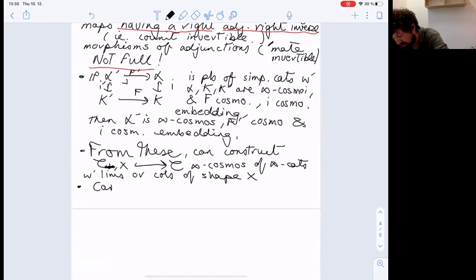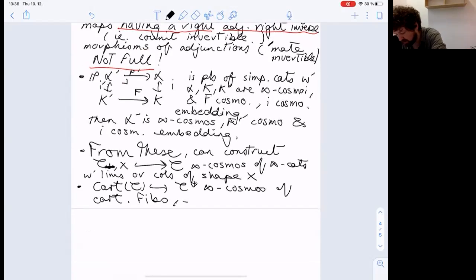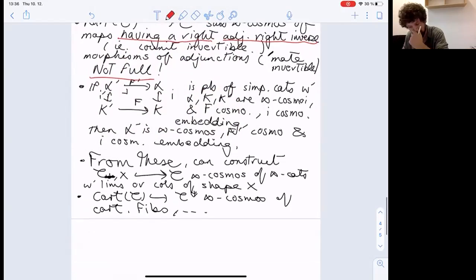So we can also similarly construct things like the infinity cosmos of Cartesian fibrations, and or two-sided discrete fibrations, or whatever you like. You can build lots of things. Okay.